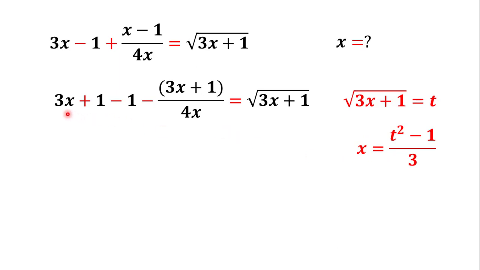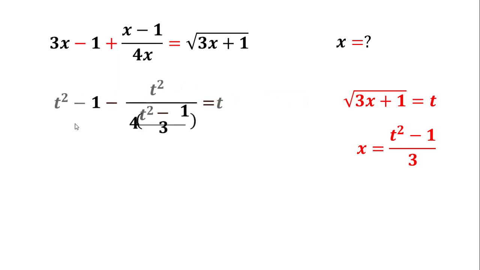Now we can replace 3 times x plus 1 by t squared, the radical of 3 times x plus 1 by t, and x by (t squared minus 1) over 3. Now we get an equation in terms of t. If we multiply t squared minus 1 by 4, and multiply the numerator and the denominator of this fraction by 3, we're going to get 3 times t squared over 4 times t squared minus 4.